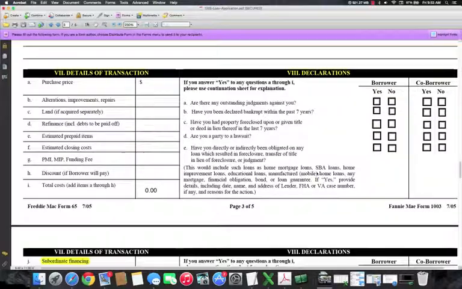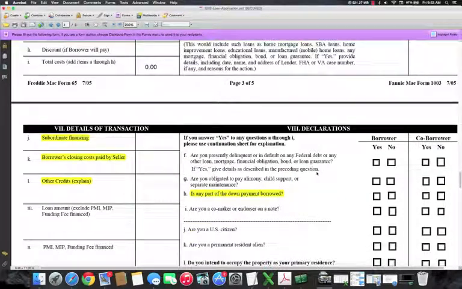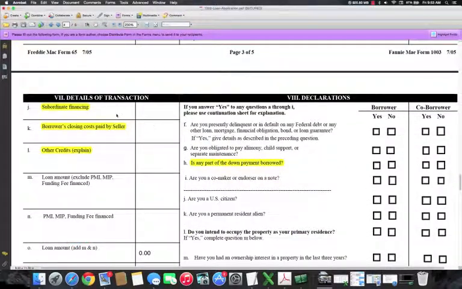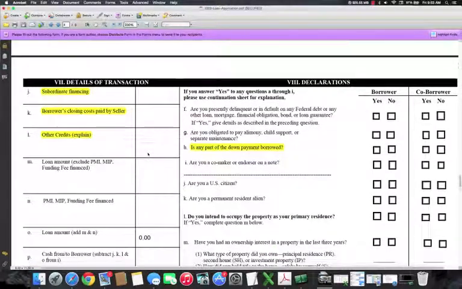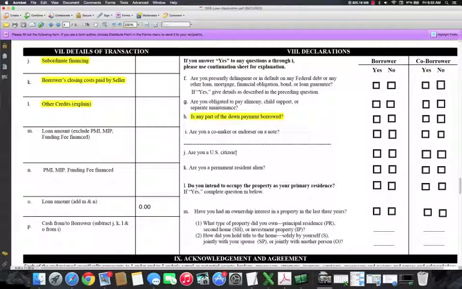So hopefully at the very end of this also you want to put if there's any kind of seller financing, or if the seller's paying any of the closing cost, or if there's other credits such as a rent credit. Again, is any part of the down payment borrowed? Yes, no, whatever. A certain amount can be. It says here, are you a U.S. citizen or permanent resident alien? With stated income financing, that's not as important because you can get financing if you don't answer yes to those.